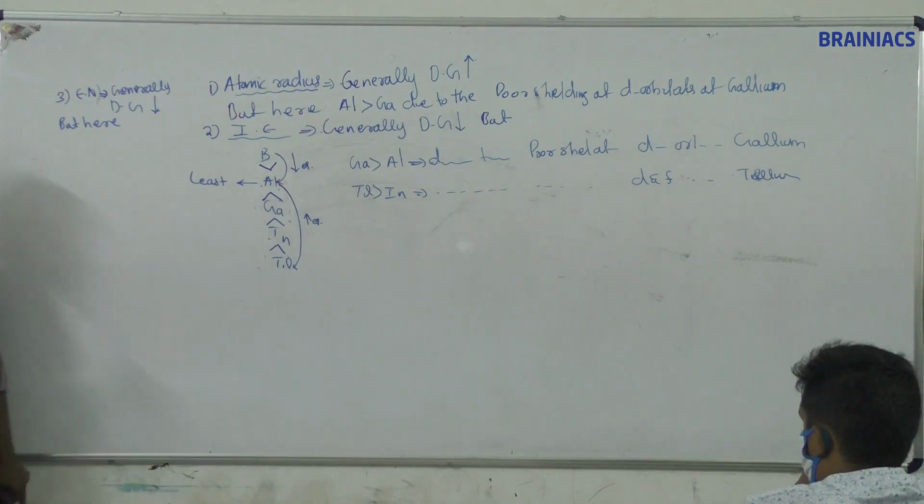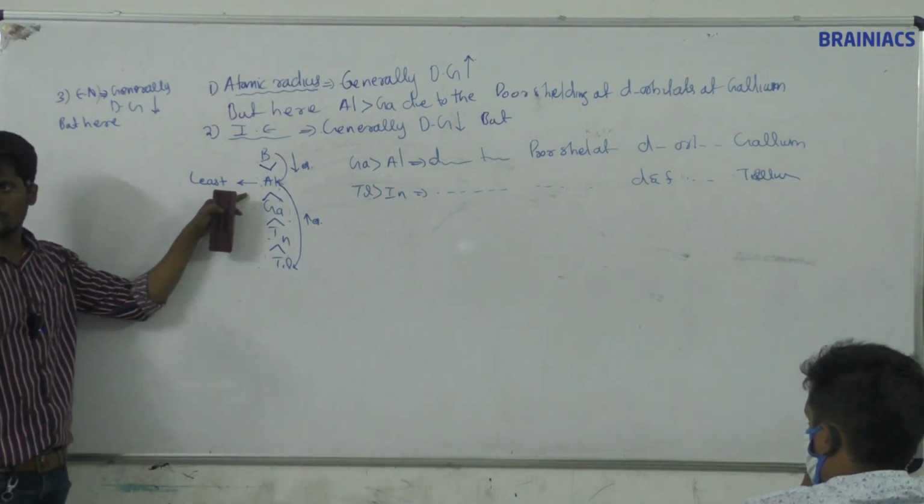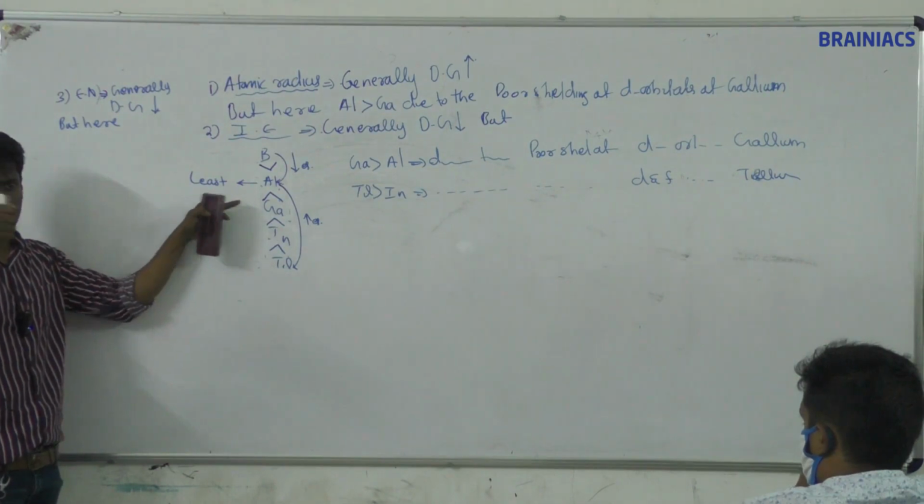So which element shows more ionic compounds in the boron family? Aluminum. Boron cannot give ionic compounds, but aluminum can, because it is more electropositive. Okay, good.